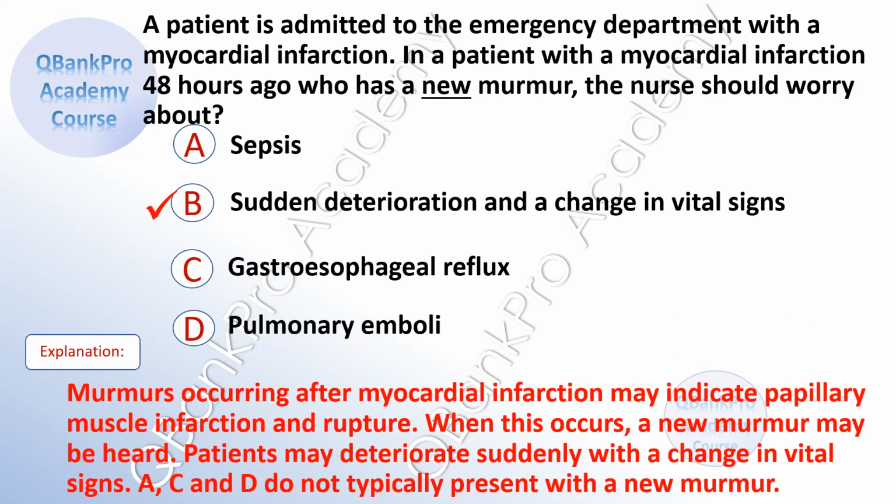The correct answer is B. Sudden deterioration and a change in vital signs. Explanation. Murmurs occurring after myocardial infarction may indicate papillary muscle infarction and rupture. When this occurs, a new murmur may be heard. Patients may deteriorate suddenly with the change in vital signs. A, C, and D do not typically present with a new murmur.